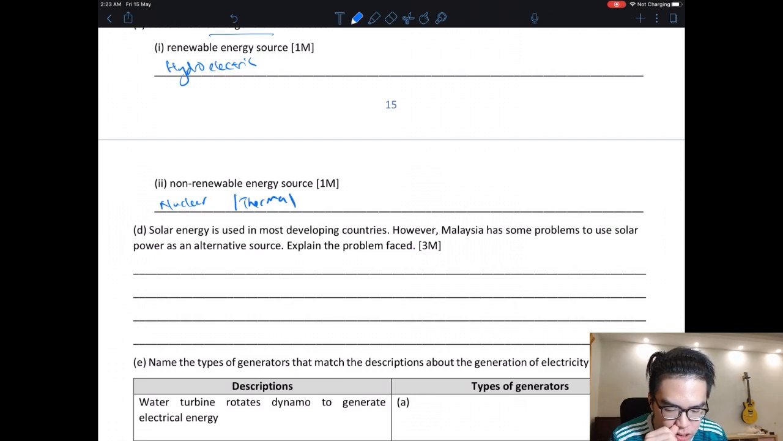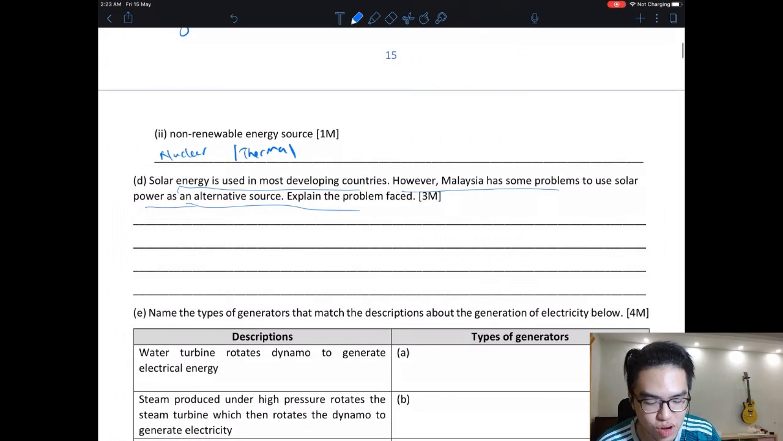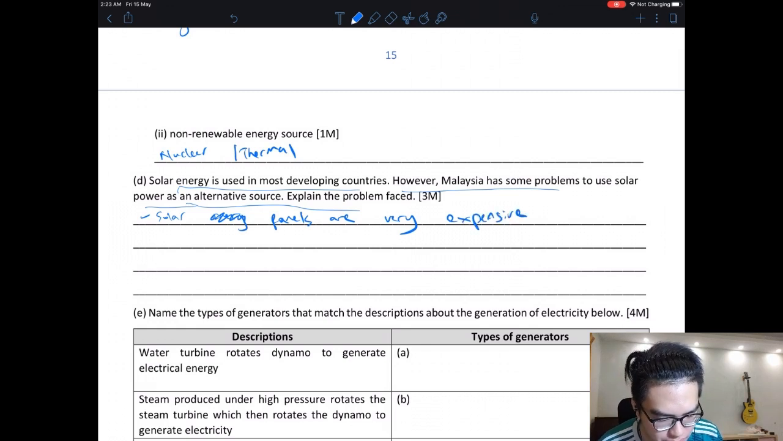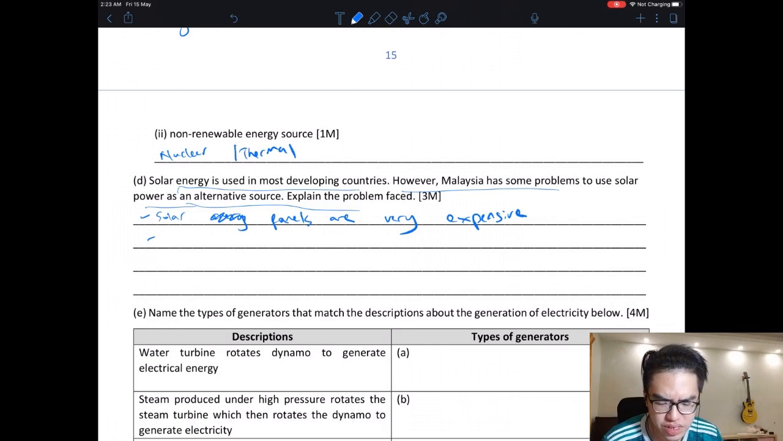Part D: solar energy is used in most developing countries. However, Malaysia has some problems using solar power as an alternative. Explain the problems. Yes, that's what I told you just now. Number one, solar panels, sorry, not energy. Solar panels are very expensive. What else? This is a very tricky question actually. Very expensive.